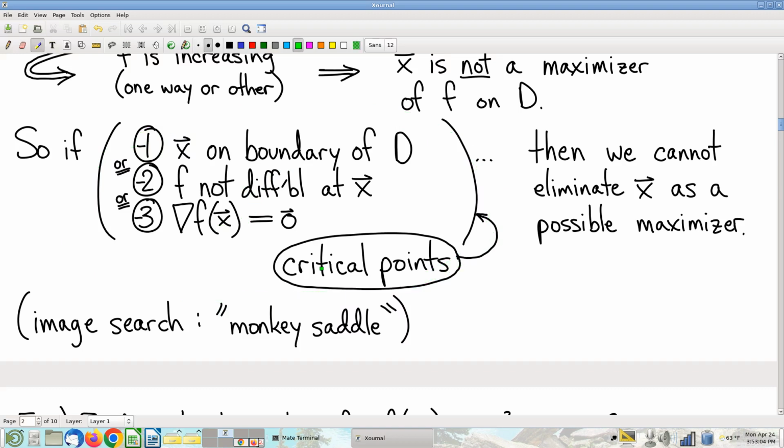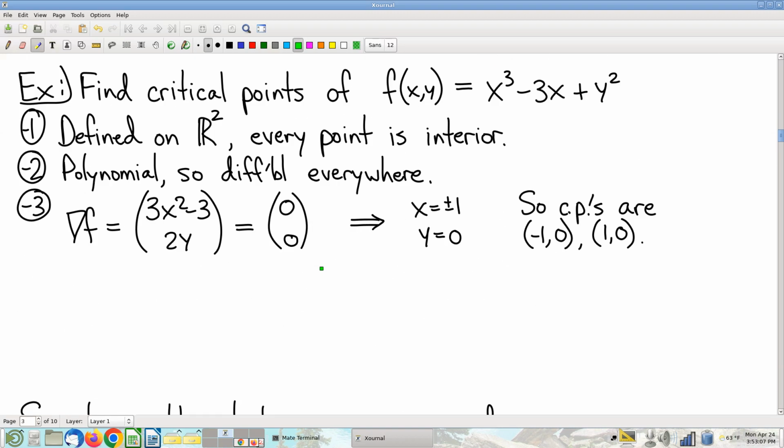Okay, off we go. What's the boundary here? Well, this function's defined for all values of x and y. It's polynomial. It's defined everywhere. So there is no boundary, and therefore there are no boundary critical points. Does that make sense? Sometimes it's easy.